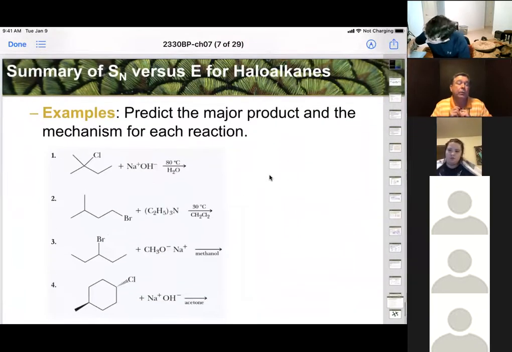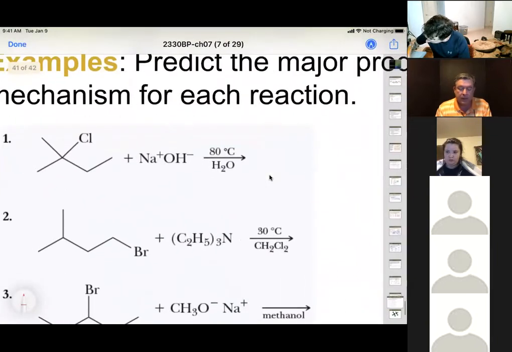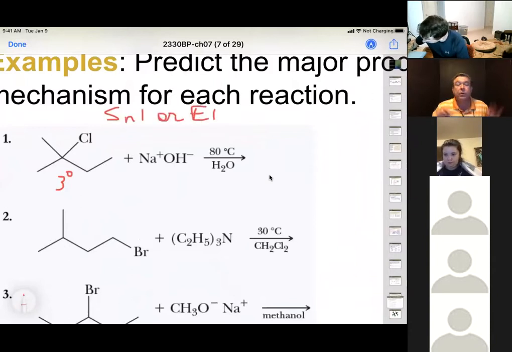Let's work through those rules one more time and try to figure out what our major products might be. First thing we're going to look at is this top one here. This top rule, we have a tertiary. So that means we're going to form a carbocation, which means it's SN1 or E1. Those are our only two choices.